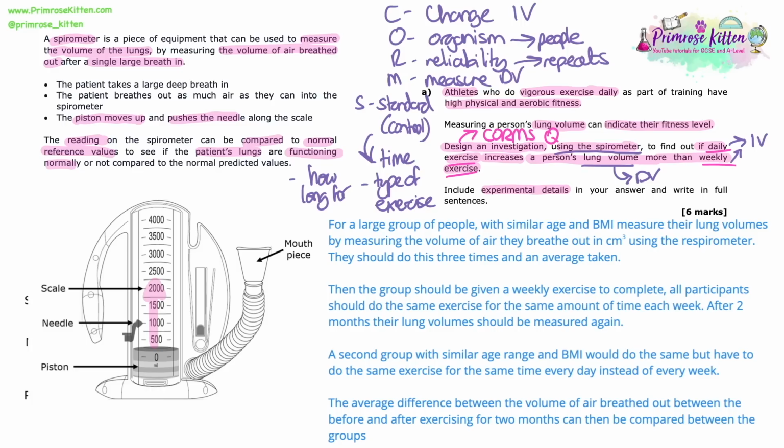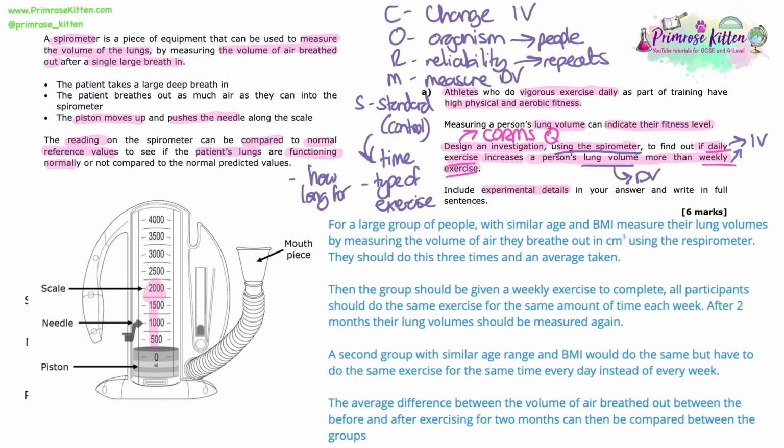So I'm obviously going to have all of the people in the large group, their average before, and then all of the people in that group, their average after doing the daily exercise versus the same numbers for the group that did the weekly exercise. And then we can see which one improved the most.